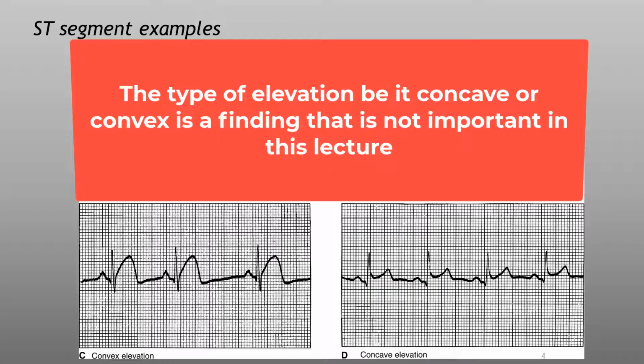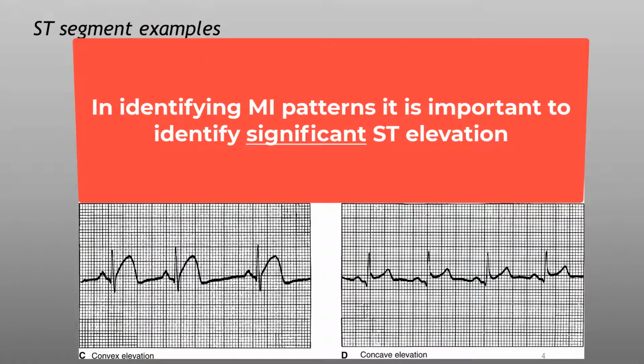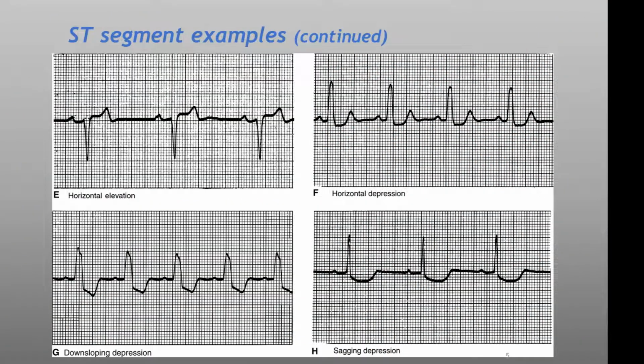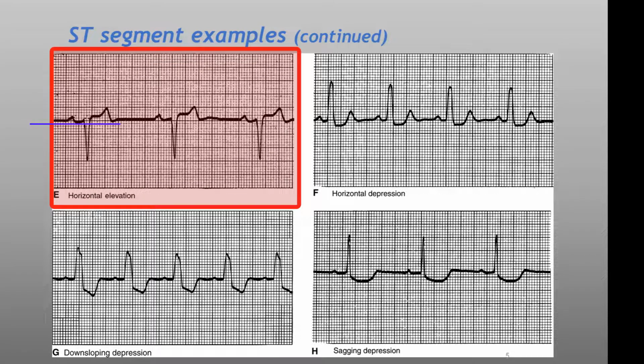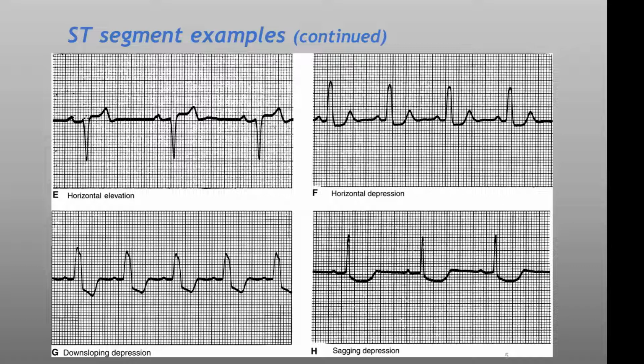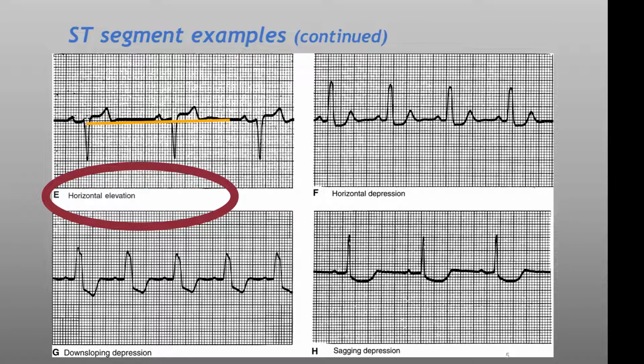It really is not important to distinguish convex elevation from concave elevation. All that is important is that there is a recognition of the ST segment being elevated. Let's take a look at frame E. In frame E, if you put a line on the baseline and compare that to the J point, notice that there is ST elevation. In fact, this is a clear horizontal ST elevation, which is beyond 2 millimeters, and therefore is going to be significant.